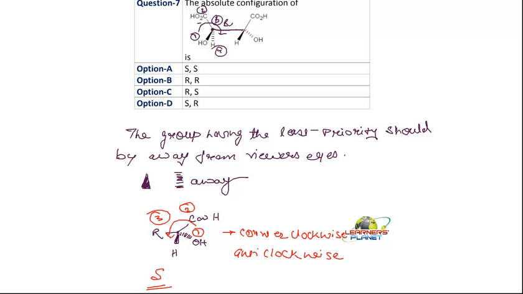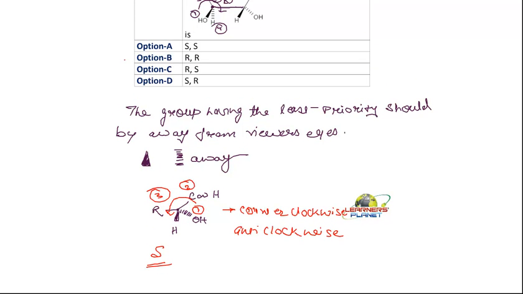But in this case, what is happening here? Your hydrogen is projected on the plane of the paper. So the actual configuration when this molecule is rotated would be R. Sorry, it would be R. So the answer here is R and R. Got my point? If the hydrogen is projected on the plane of the paper, whatever configuration you are getting gets reversed. Fine? So here you will be getting R. Otherwise, if you rotate the molecule by 180 degrees, you will get R only.